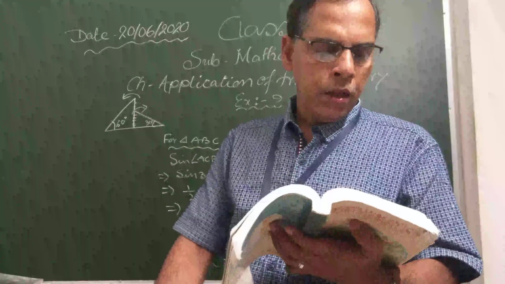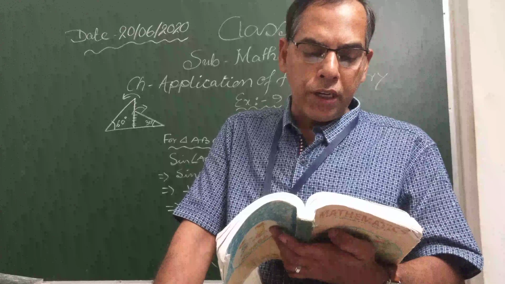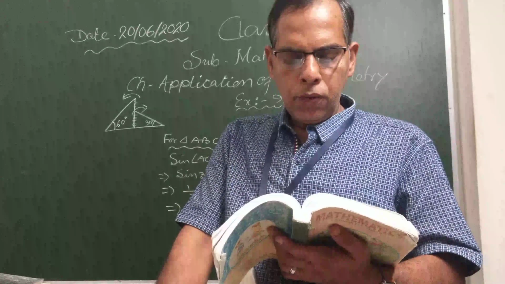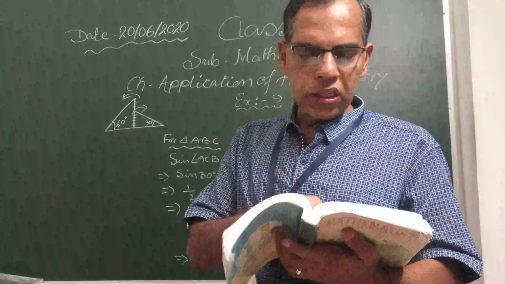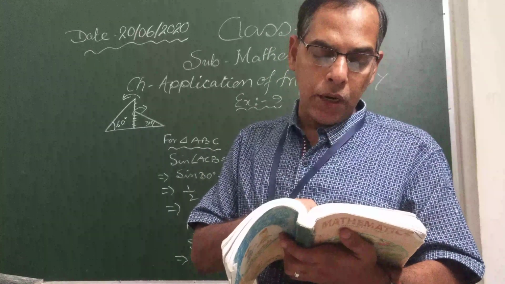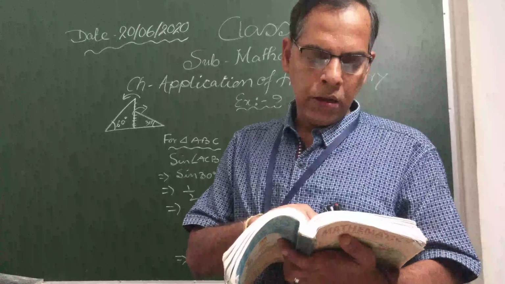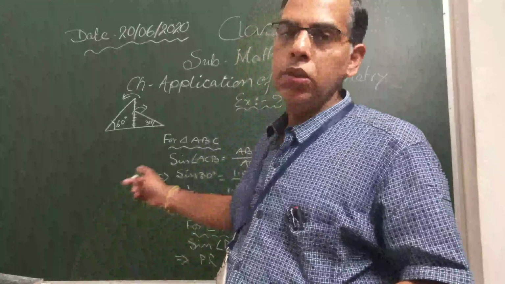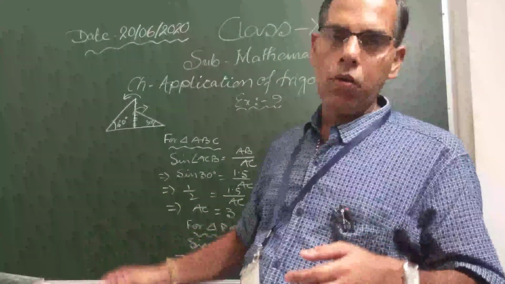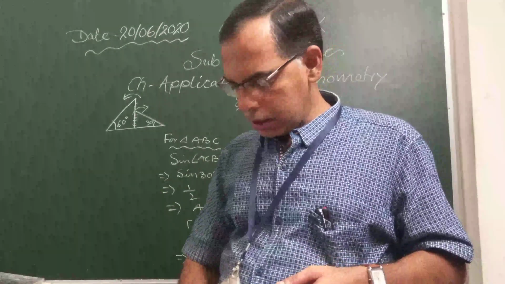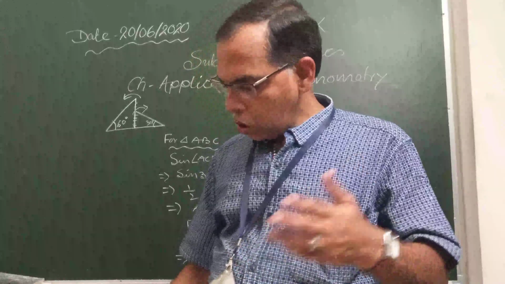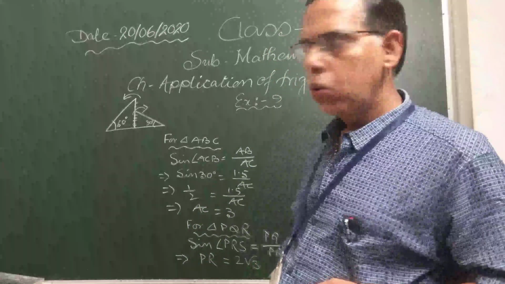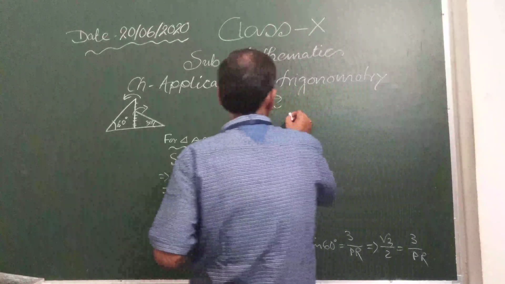Now, first of all, you try to understand the question. The angle of elevation of the top of a tower from a point on the ground which is 30 meters away from the foot of the tower is 30 degrees. Find the height of the tower. Same as this one, or same as question number 1. Height of the tower. Question number 4.